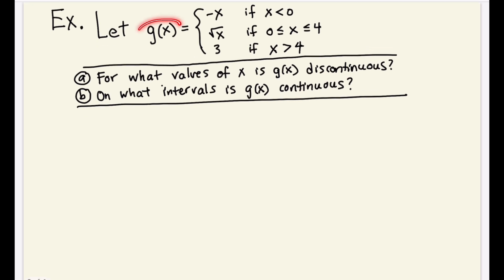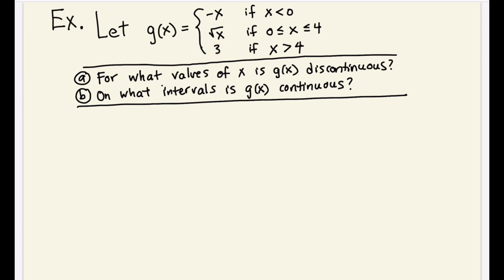So this function g of x is equal to negative x, or opposite x, whenever x is negative, okay? If x is between 0 and 4, inclusive, then g of x takes on the value root x. And if x is greater than 4, then g of x is just equal to 3.